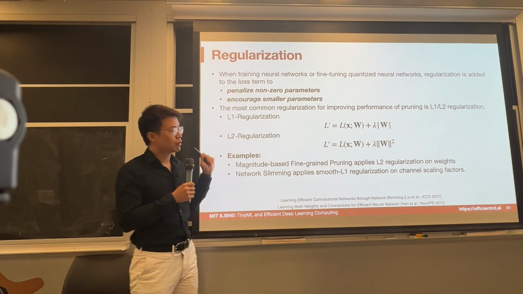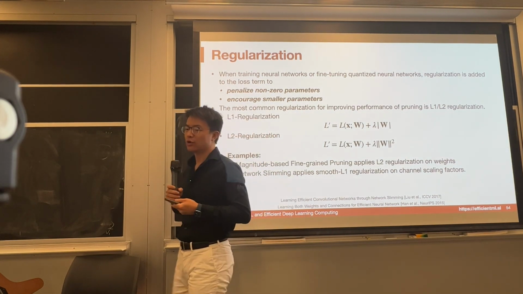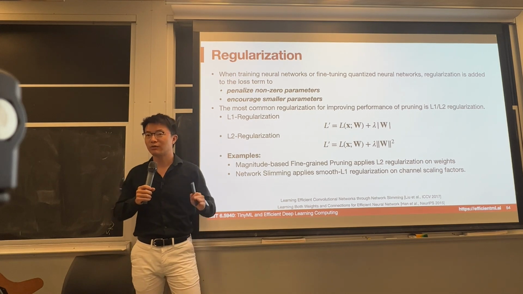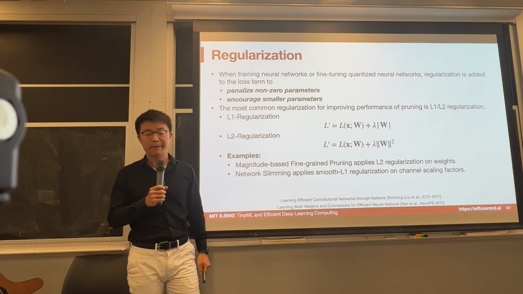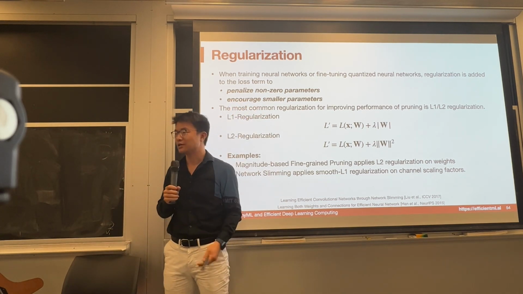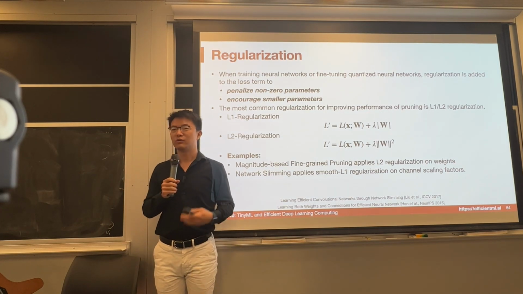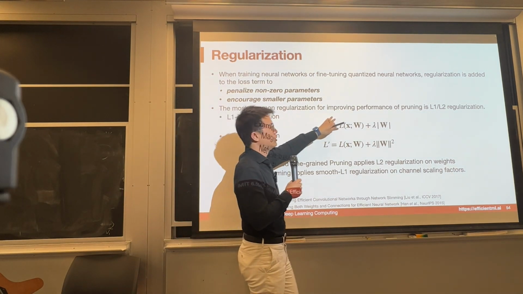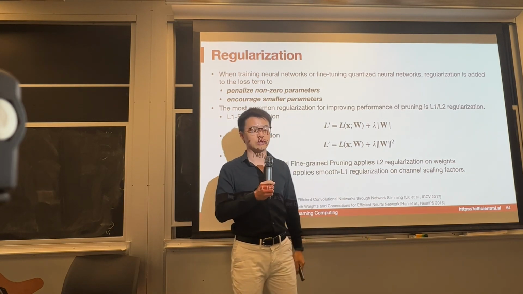And during the retraining process, we want to add different regularizations. First of all, we want to penalize those non-zero parameters. We want to encourage as many parameters to be zero as possible. And also we want to encourage smaller parameters. If it is small, it's likely that during the next iteration of iterative pruning, they will be pruned. So the most common regularization for improving the performance of pruning is using either L1 or L2 regularization.